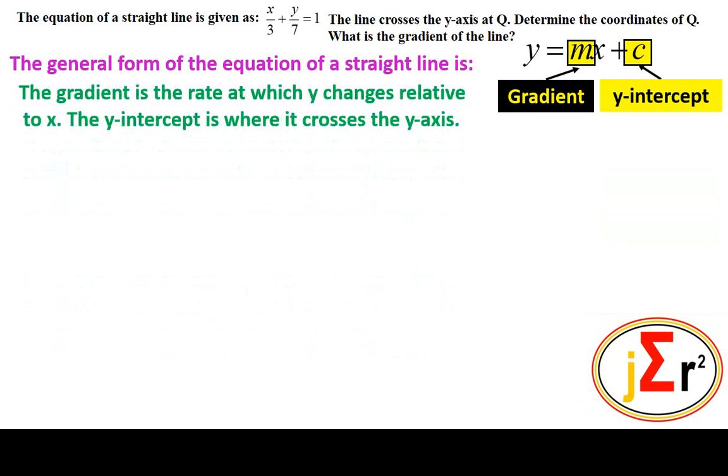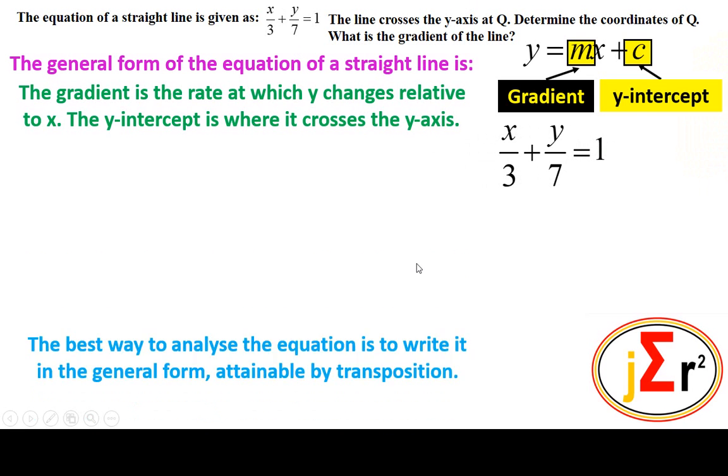solve the problem. The gradient is the rate at which y changes relative to x. The y-intercept is where it crosses the y-axis. And the y-intercept on this occasion is q. The gradient is the rate at which y changes with respect to x. There we have our equation as given in the statement of the problem.